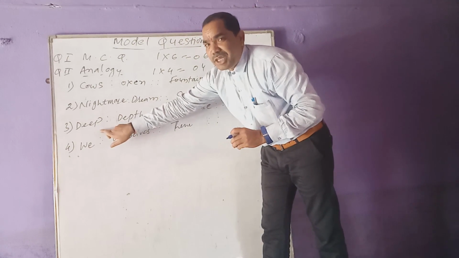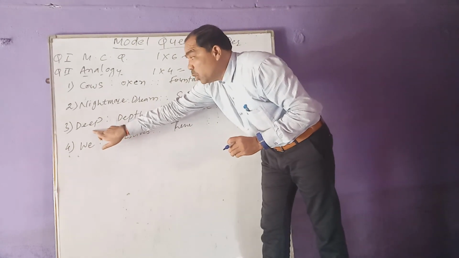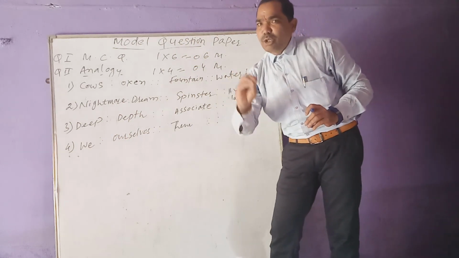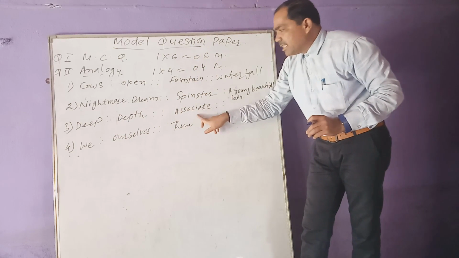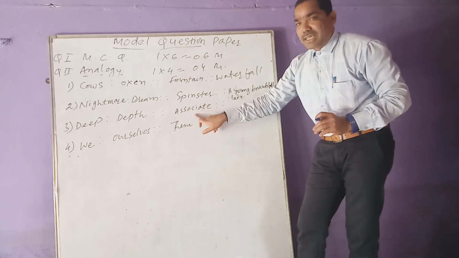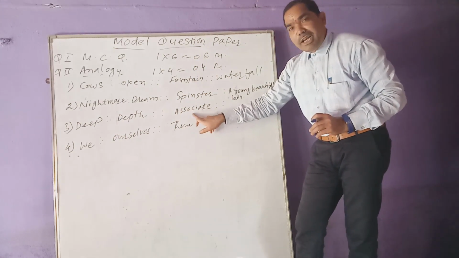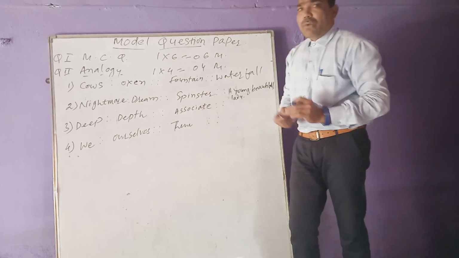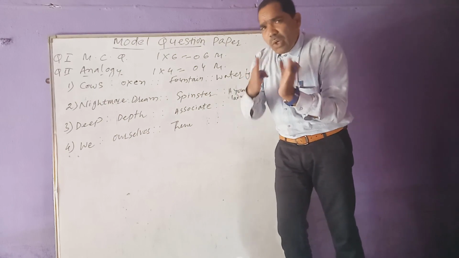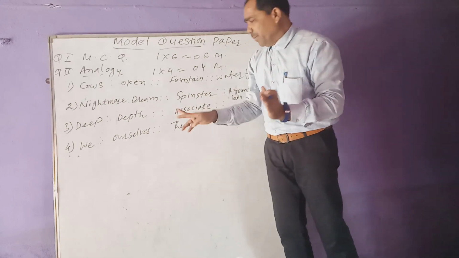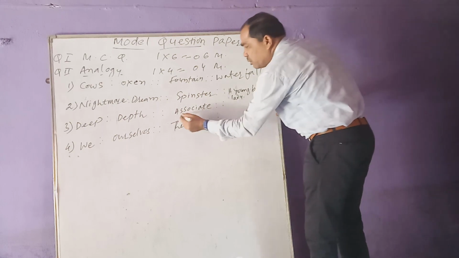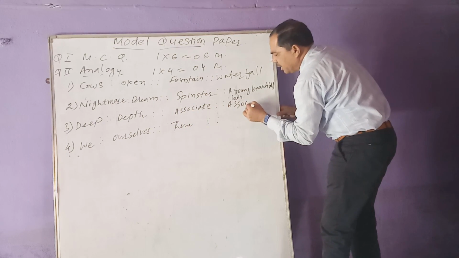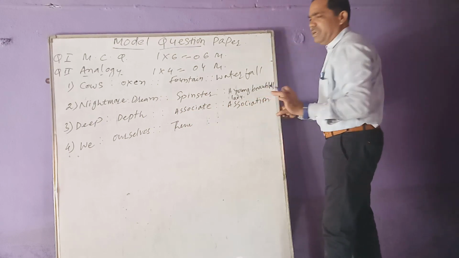Deep is an adjective, but he converted that adjective into a noun. He has converted that adjective into noun, and another word he has given to you is also an adjective, though it is going to express the meaning of a verb. But here it is an adjective, and assuming that it is an adjective, we have to just give the noun form of association. What is associate? The noun form of associate is association. Try to understand, my dears.